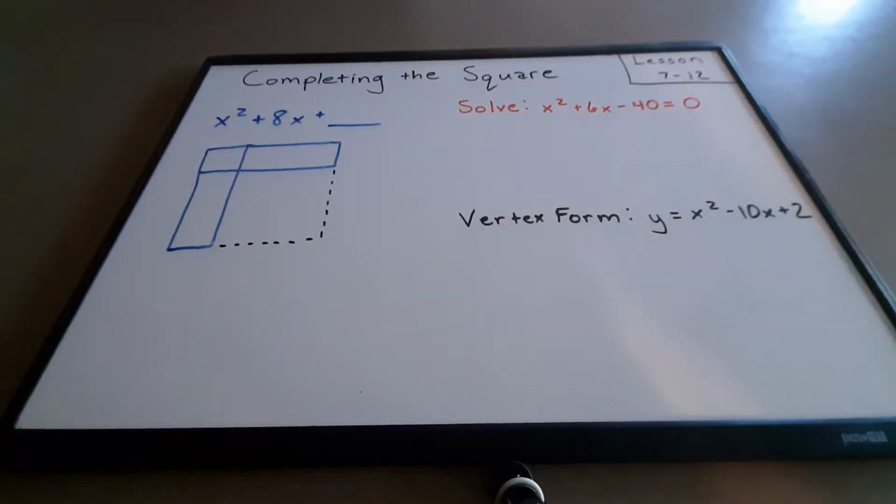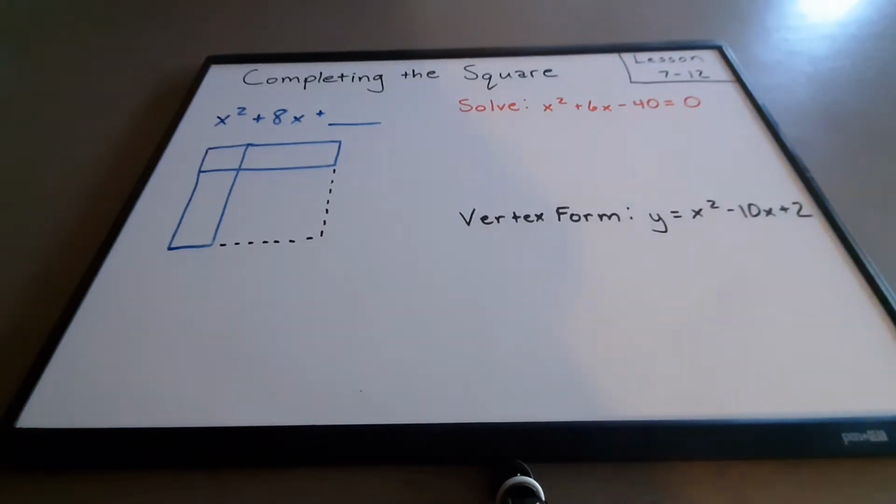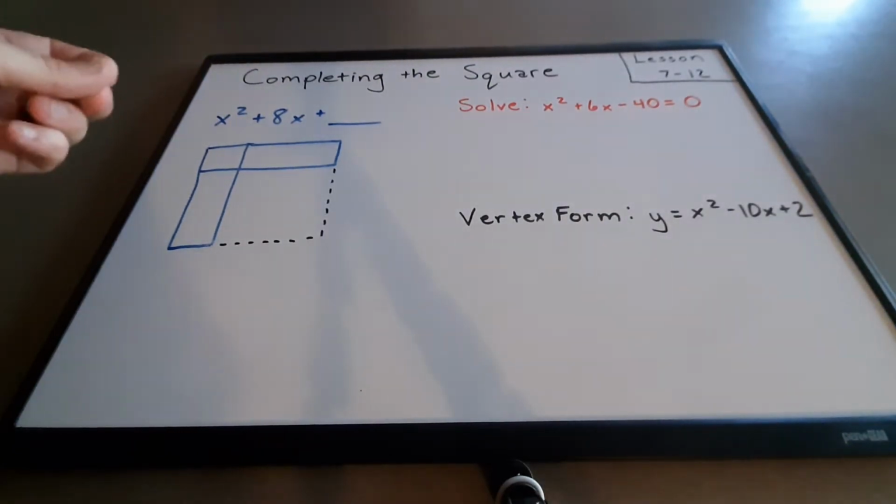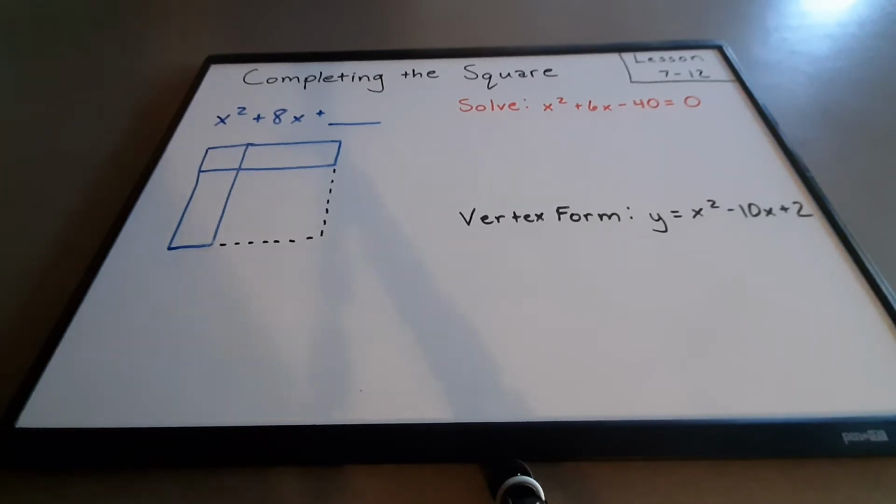Okay, algebra students, Mr. Fovel's back with lesson 712. This lesson is going to focus on what we call completing the square. Now this is another way to work with quadratics. What we're going to do is look at what can be added into a standard form quadratic so that we can create vertex form or solve a quadratic.